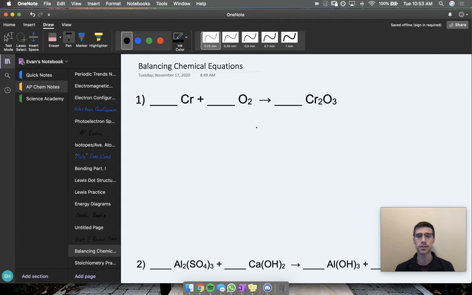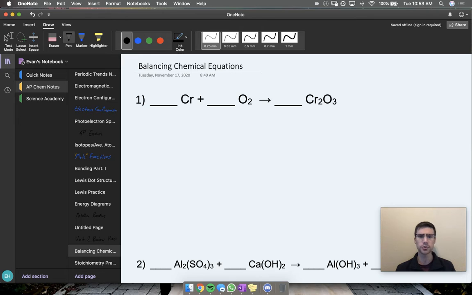Because remember, the law of conservation of matter states that mass or matter is not created or destroyed, but it can change, right? A chemical reaction is all about changing form, but we're not going to lose any atoms and we're not going to gain any extra atoms. So it's really important to make sure that all of the atoms that we start with, regardless of what they are, are still in our reaction at the end, right? We don't want anything to disappear.